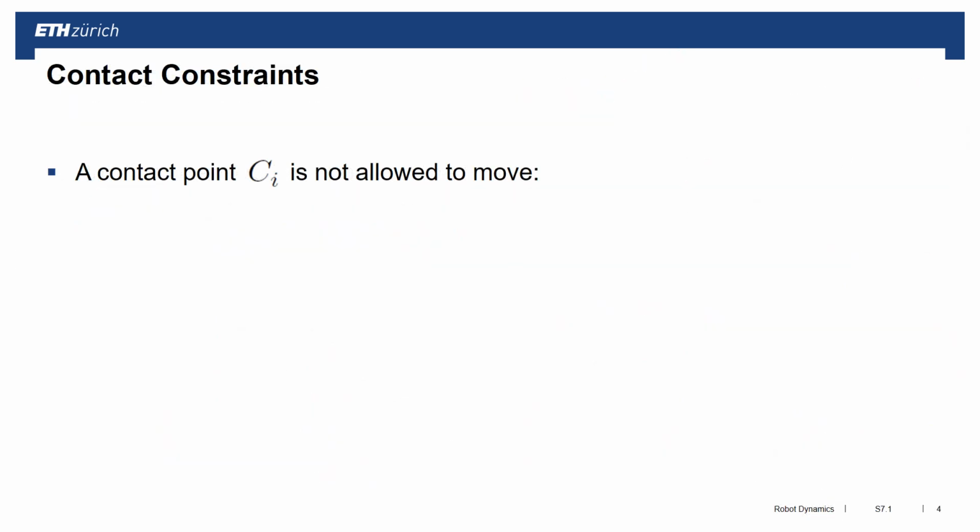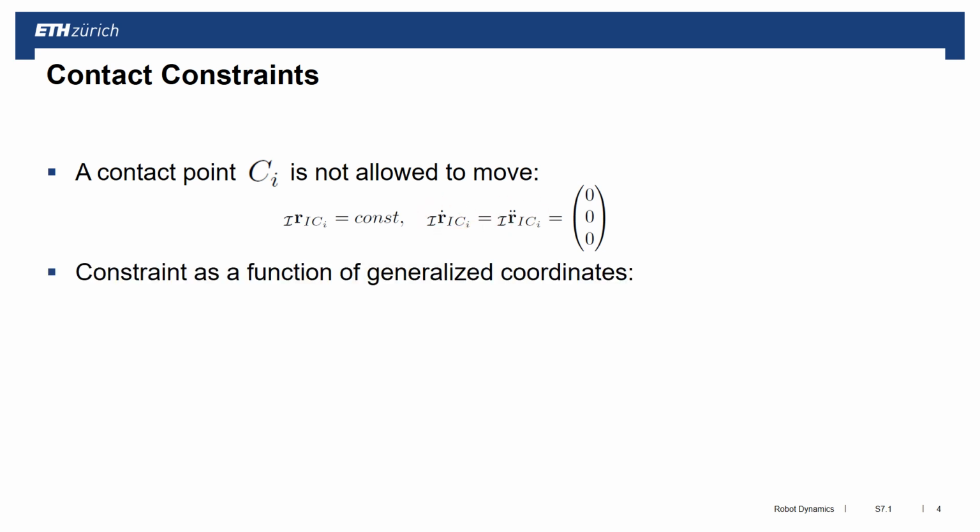Now, floating-base systems can only move by being in contact with the environment. So that means contact constraints are a very important concept in all of that. What we have to do is look at the contact point, which we indicate with C, and we know that this contact point is not allowed to move. So the position of that point C with respect to the inertial frame, expressed in the inertial frame, must be constant. So its velocity and its acceleration are both equal to 0.